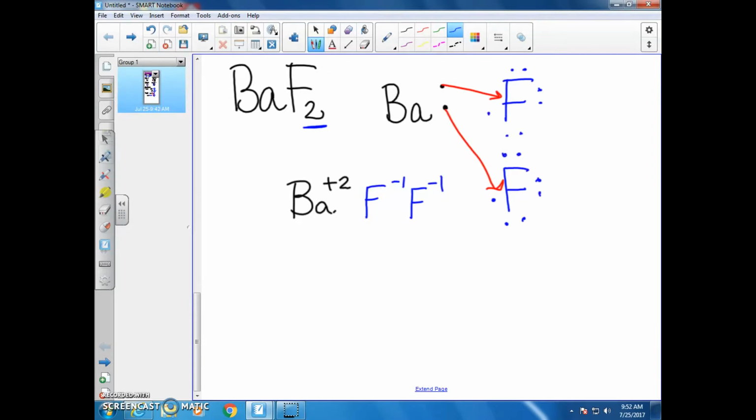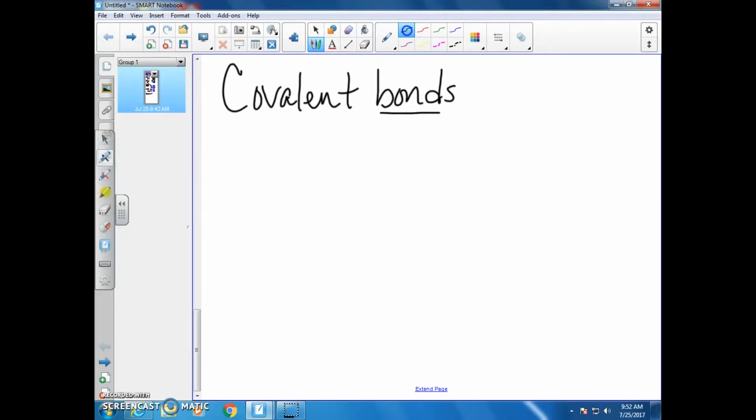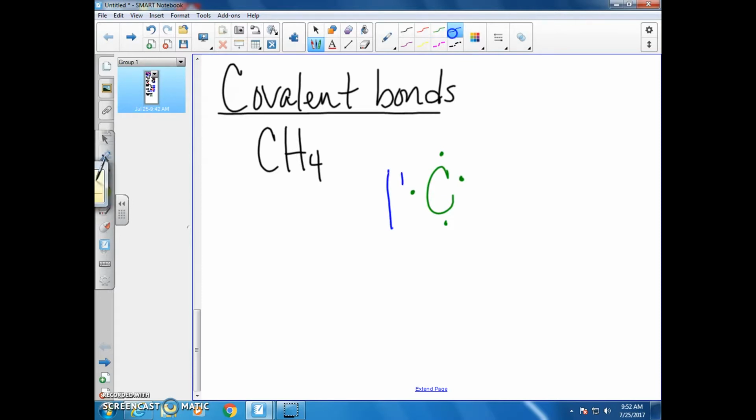If you had a covalent bond, covalent bonds share, and so you would show the sharing of those valence electrons. Let's start with an easy one like CH4. This is methane. Remember that we said earlier that carbon has 4 valence electrons. So you would draw your C, 1, 2, 3, and 4. Each hydrogen is then going to bring its 1 valence electron and share.